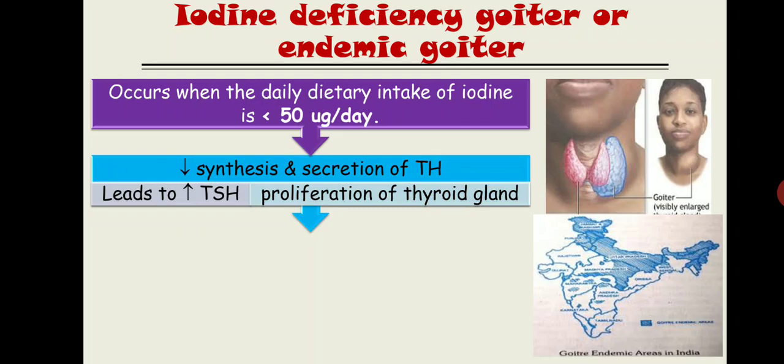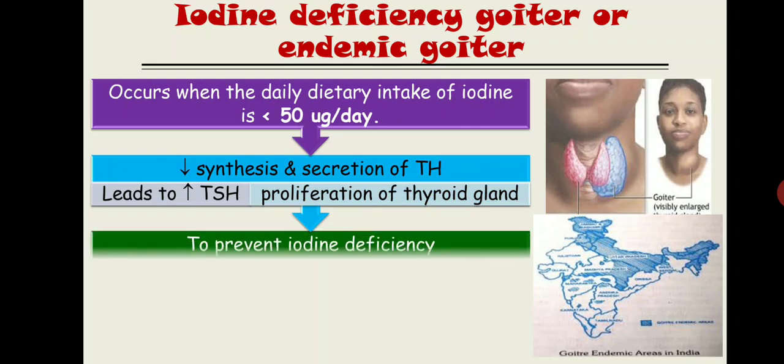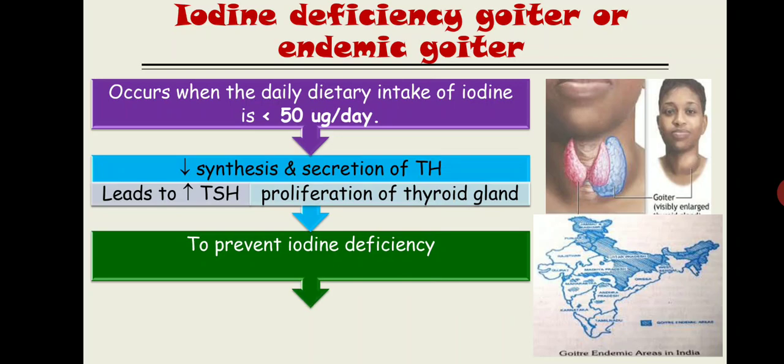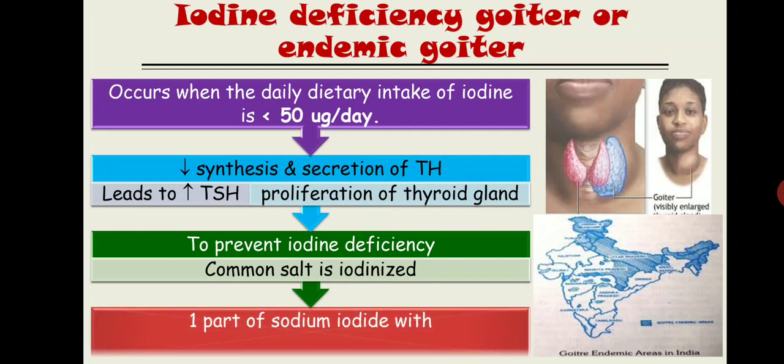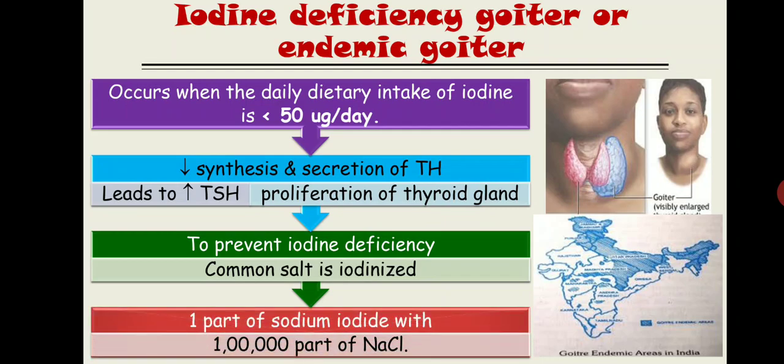Now to prevent this goiter, to prevent this iodine deficiency, we have to iodize the common salt, right? So one part of sodium iodide will be incorporated with one lakh parts of sodium chloride. That's about the iodine deficiency goiter.